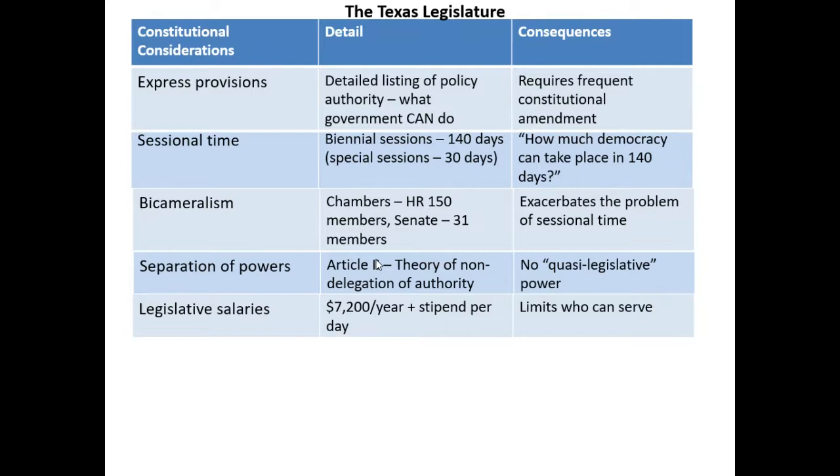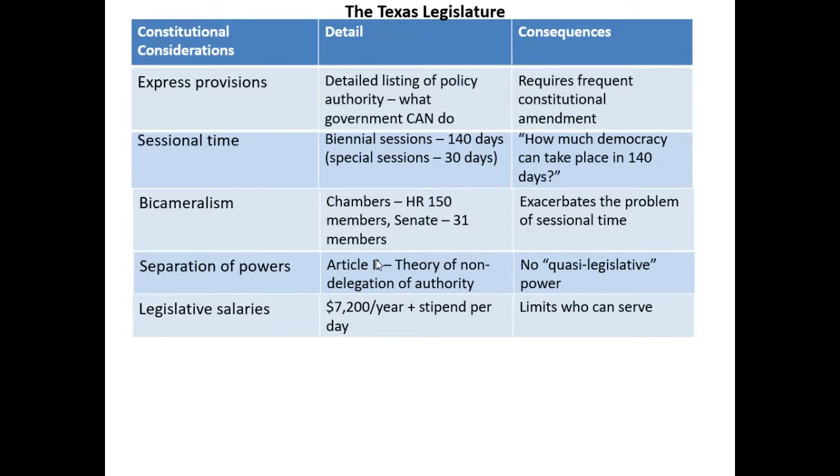Maybe people who have their own law practices and can turn it over to their partner to run while they're in Austin, or who have their own businesses and can hire people to come in and run their businesses, right? That's where the lobbying comes from. It really limits who can serve, right?